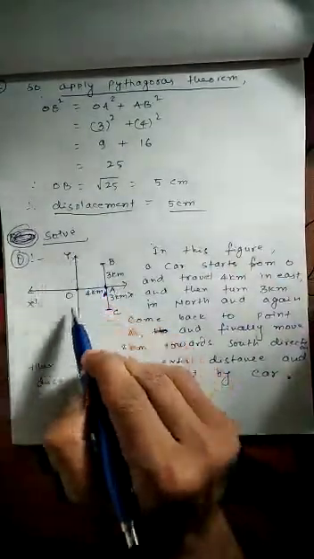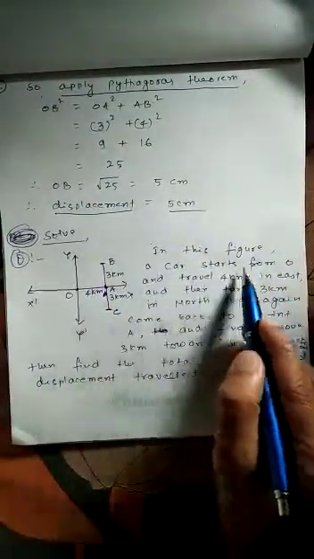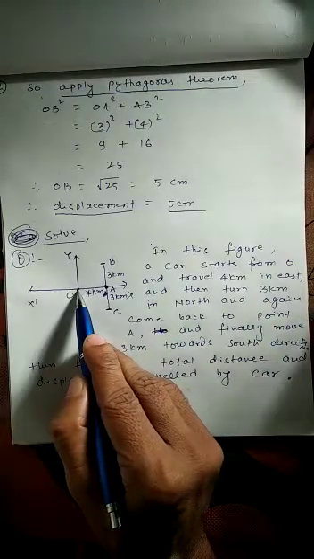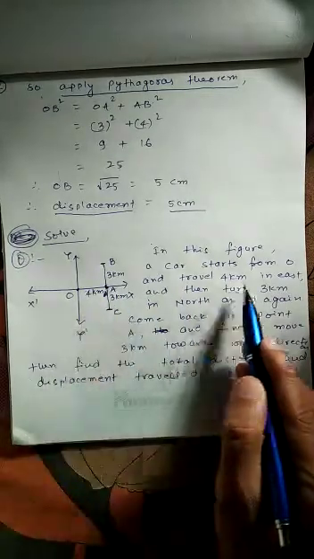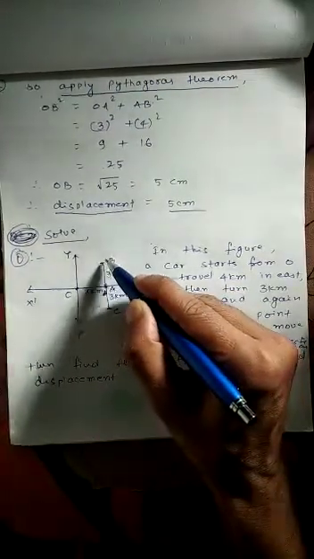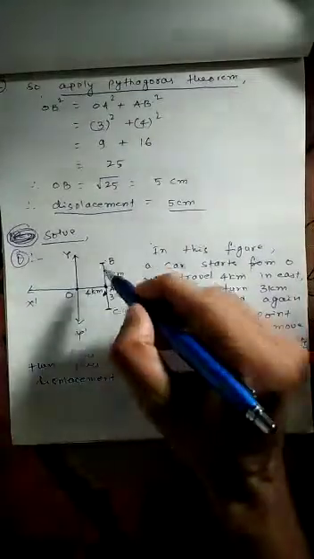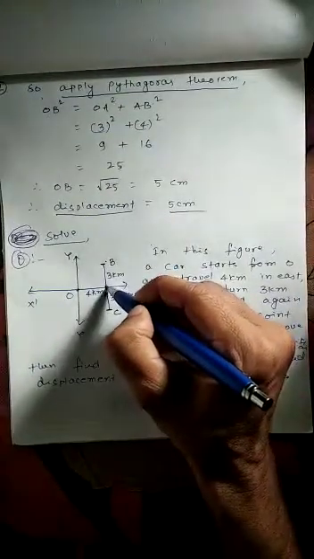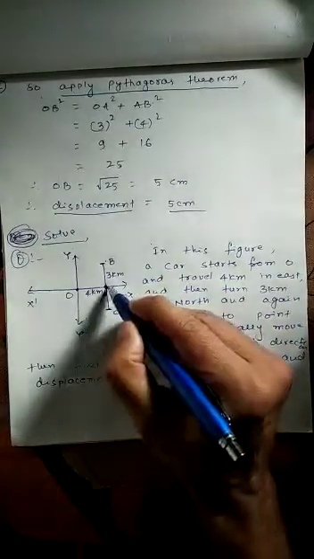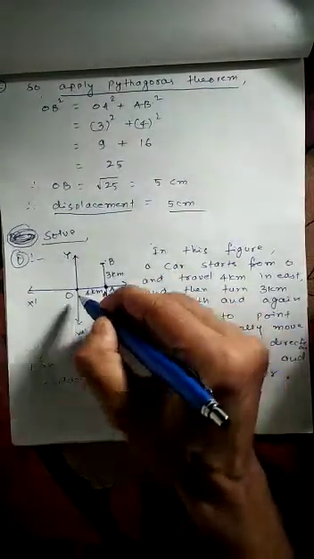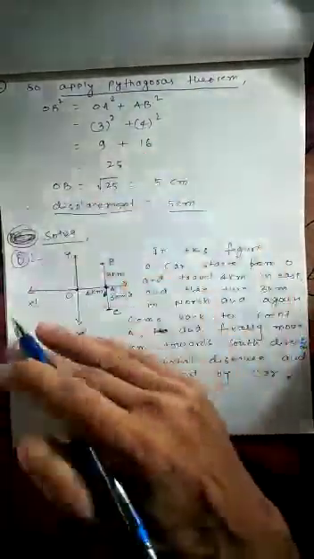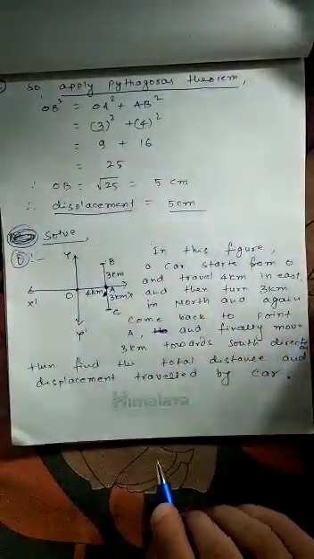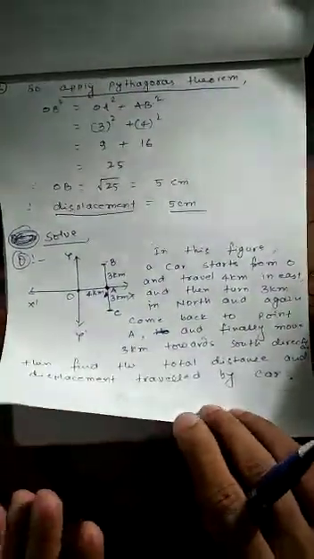See here in this rectangular coordinate system, in this figure, a car starts from O and travel 4 km in east. East में कितना travel किया? 4 km. Then turn 3 km towards north and again come back to a point A and finally move 3 km in which direction? This direction is what? In south direction. Then find the total distance and total displacement traveled by a car. Understood? I think so. All of you will solve this question.